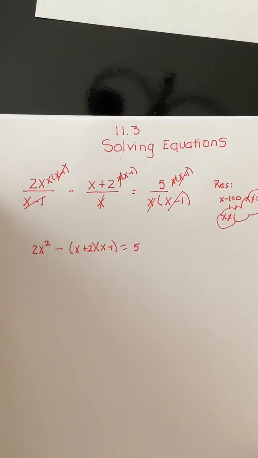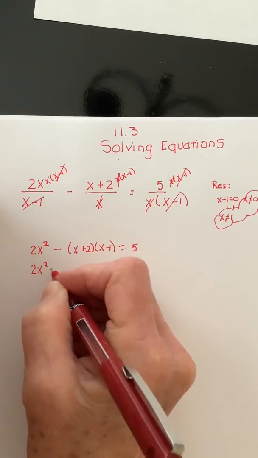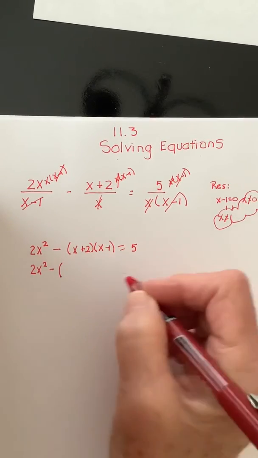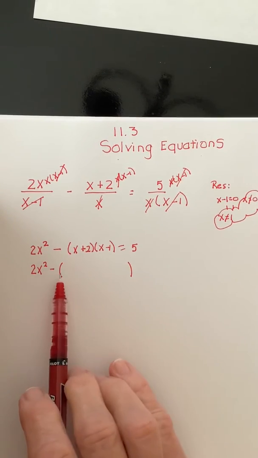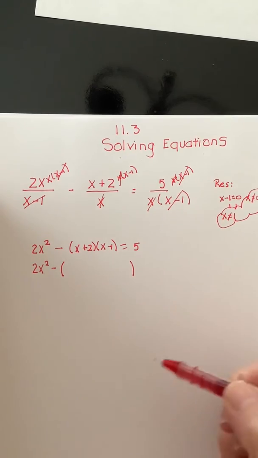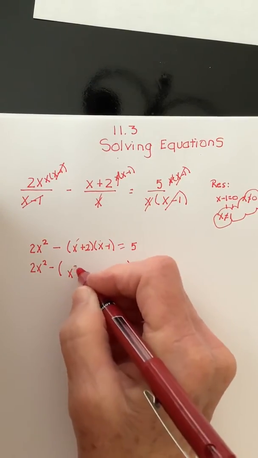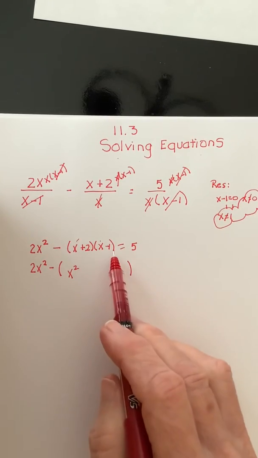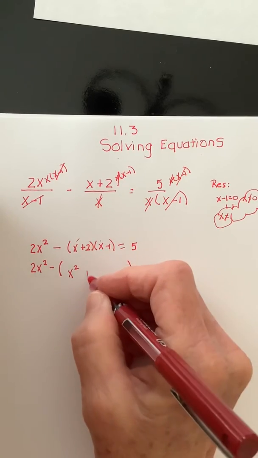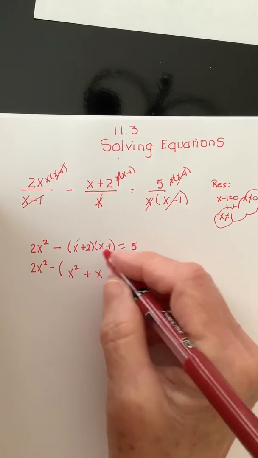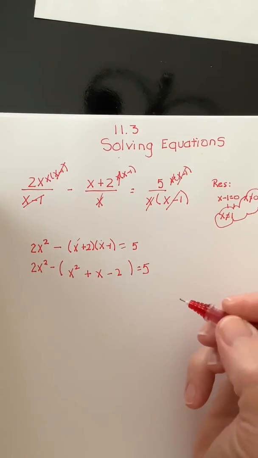So let's go through. I'm going to take 2x squared minus, and I'm going to FOIL all this out, and I'm still going to put it in parentheses because I have a negative in front. We're going to have to distribute that negative. So x times x is x squared. Then I have a negative x plus a 2x, so that's like 2 minus 1, which is a positive x. And then 2 times negative 1 is negative 2, and that's equal to 5.